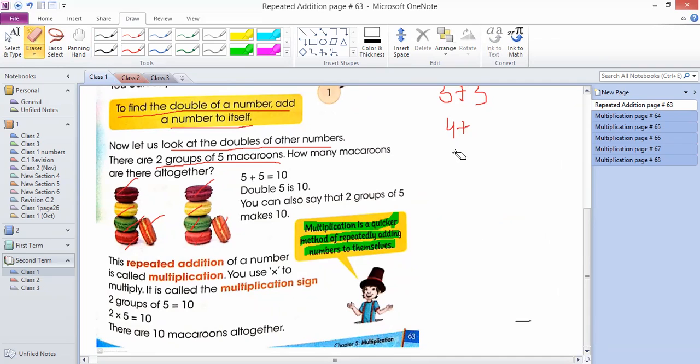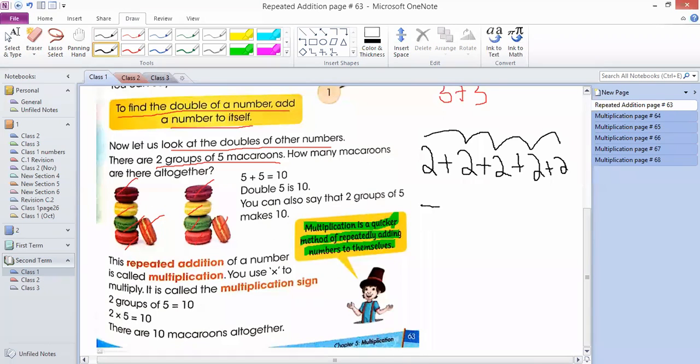The same example I will take. Let's suppose there are 2 biscuits in one plate, and such 5 plates are there. So 2 plus 2, 2 plates, plus 2, 3 plates, plus 2, 4 plates, and plus 2, 5 plates. So 2 plus 2 plus 2 plus 2 and plus 2 will be equal to 10.